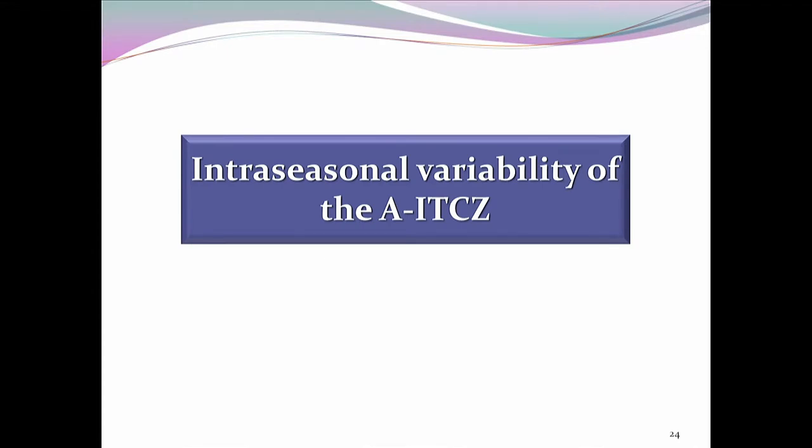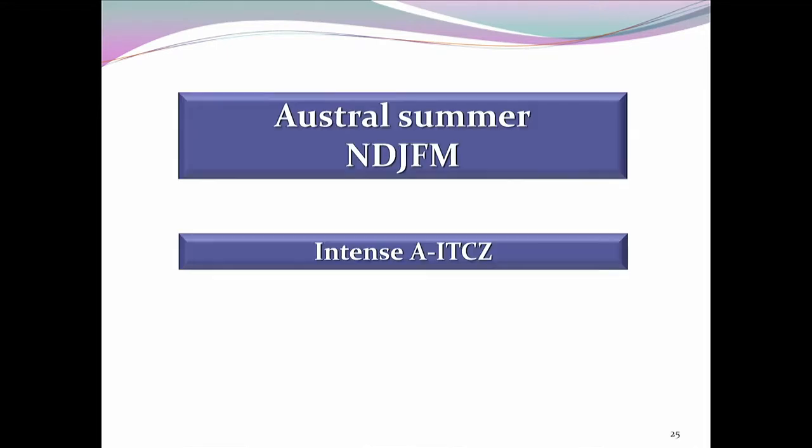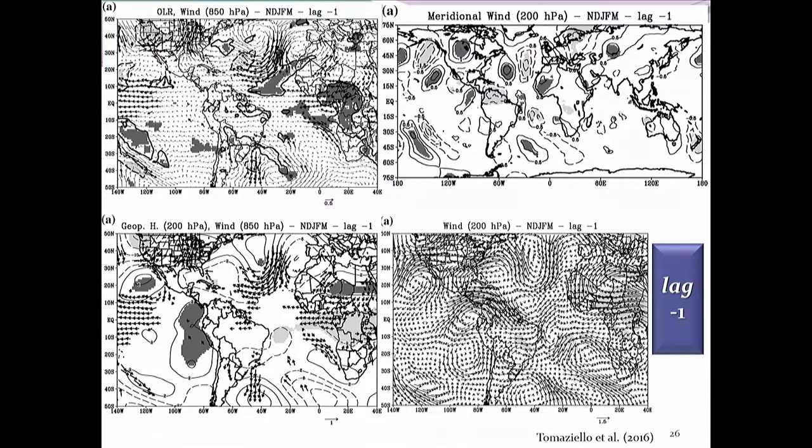So here, I present the composites, the intra-seasonal variability of the Atlantic ITCZ, first for austral summer from November to March. I will present only the intense events, okay? The weak events are almost the same, but with the opposite signal. The first panel has the lag composite for the OLR and wind in low levels. Here, meridional wind in upper levels. Here, geopotential height in upper levels and wind in low levels. And here, wind in upper levels. This is a composite for lag minus one, one pentad before the event. You see the pentad before the event, the pentad of the event, and one pentad after the event.